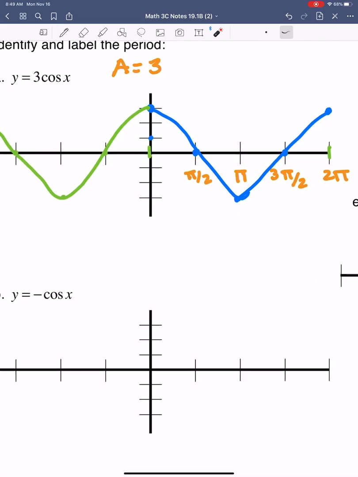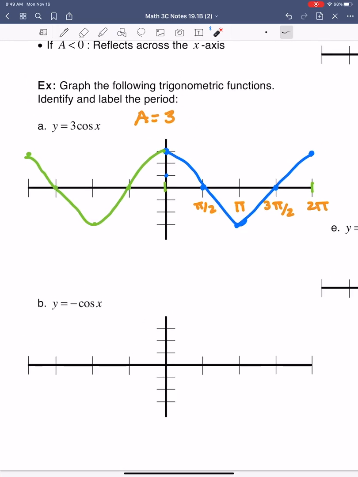If we go to letter B, same idea here, except for this one we've got the negative sign in the front. So now, instead of starting at 1, which is where cosine normally starts, we're going to start at -1, and then we're going to go up to 0, then up to +1, down to 0, and then finish at -1. So it's going to look something like this. So an upside down cosine curve, right? And we could do the same thing on the other side. Just follow this pattern up, and then back down, finishing at -1.